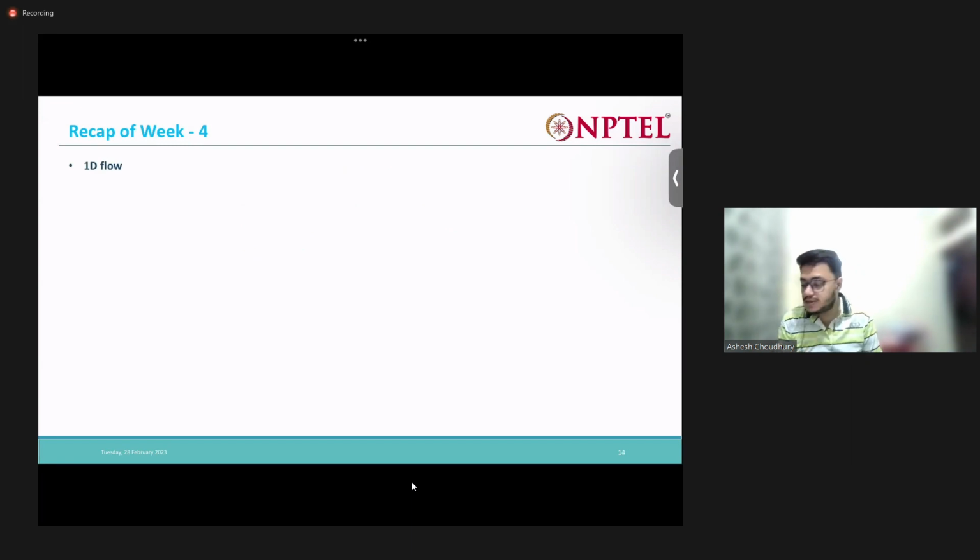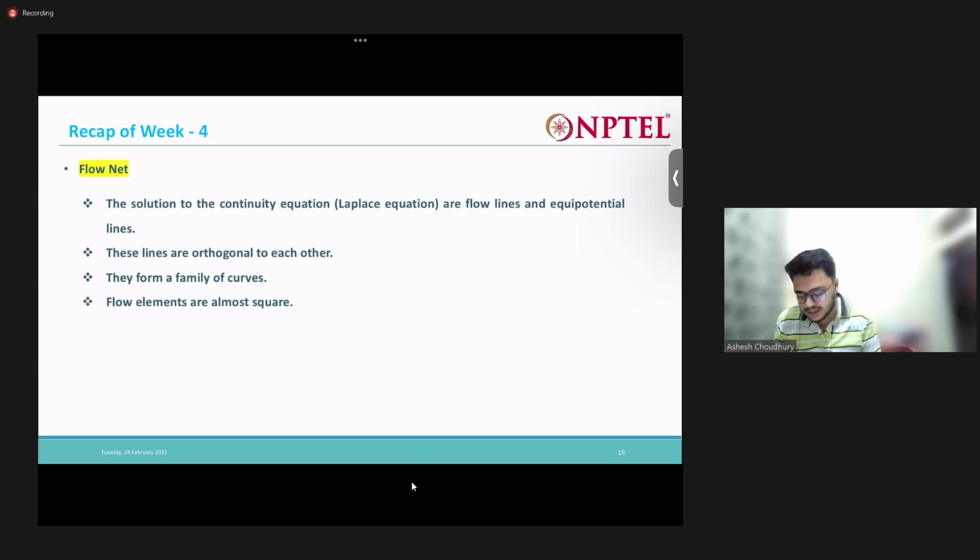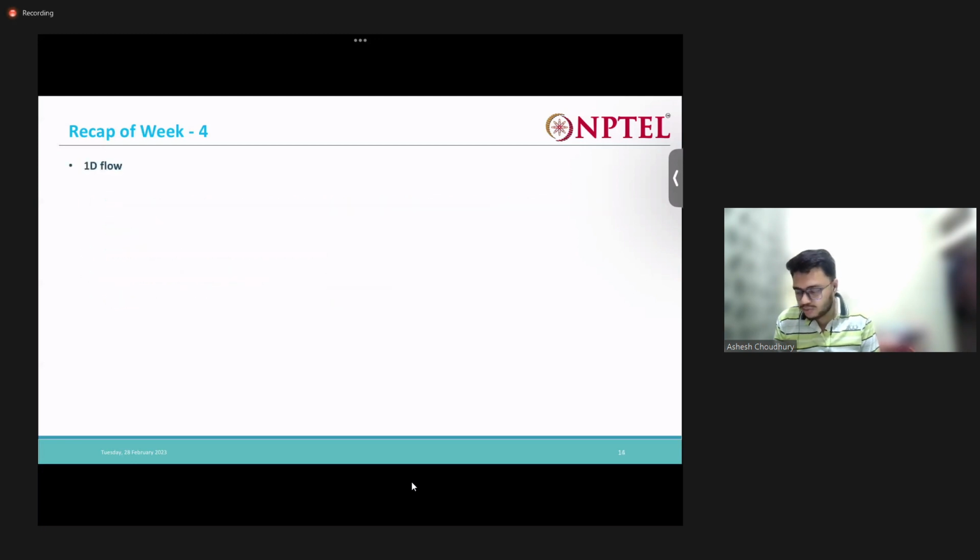So now let us look into 1D flow. The 1D flow problem was already discussed in very much detail in the class, so I won't go into detail. I will just summarize it for you. What we considered is that a soil mass is there like this. Here we have one soil, and here we have a second soil. There is water supply, so water is entering this way and coming out the other way, right?